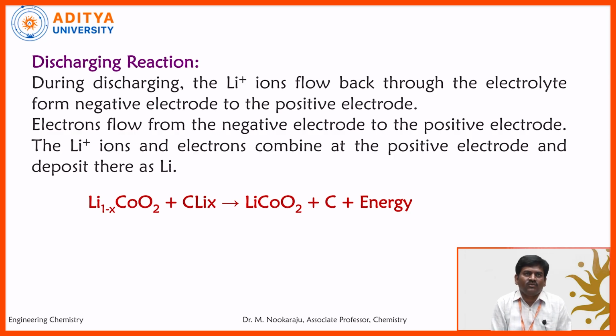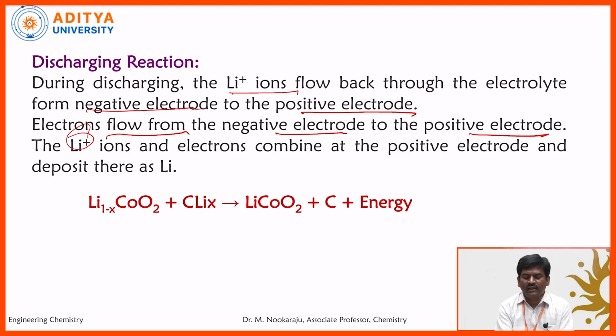Whereas, during the discharging, what happens? The reversibility of the reaction. What is this reversibility of the reaction? The lithium ions that were moved towards the other electrode are moved back or reverted back. So, during discharging, the lithium ions flow back through the electrolyte from the negative electrode to the positive electrode. The electrons flow from the negative electrode to the positive electrode, and these lithium ions and the electrons combine to give a deposition of lithium at the cathode.